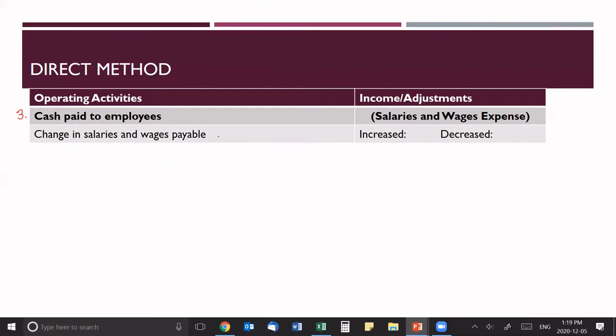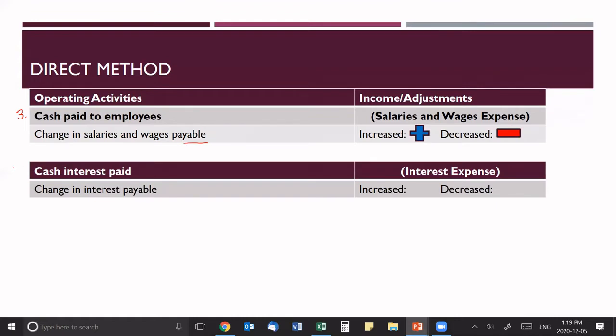And what's related to salaries and wages expense is salaries and wages payable, right? That's the working capital account that's related to this expense. So if salaries and wages payable increased, we're going to add that amount. If it decreased, we're going to subtract the amount. The same logic applies here. If you decrease your salaries and wages payable, you're debiting salaries and wages payable, which means you would have credited cash. So if cash goes down, you're going to decrease the amount.